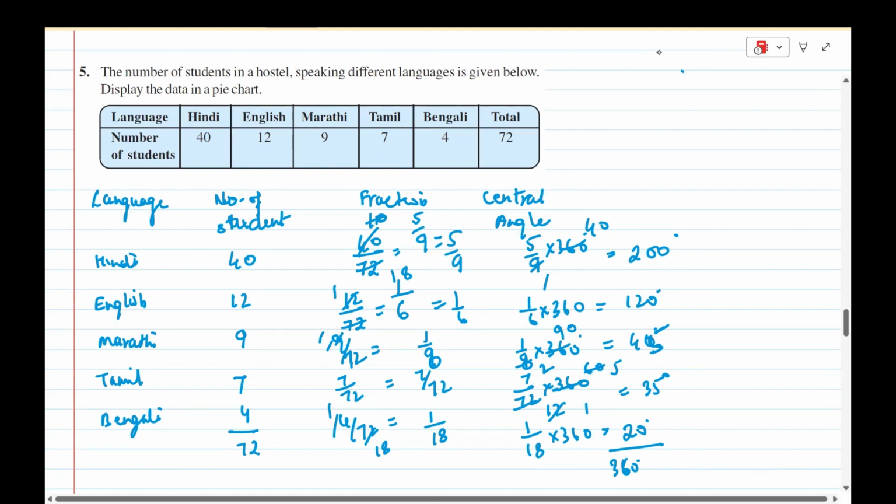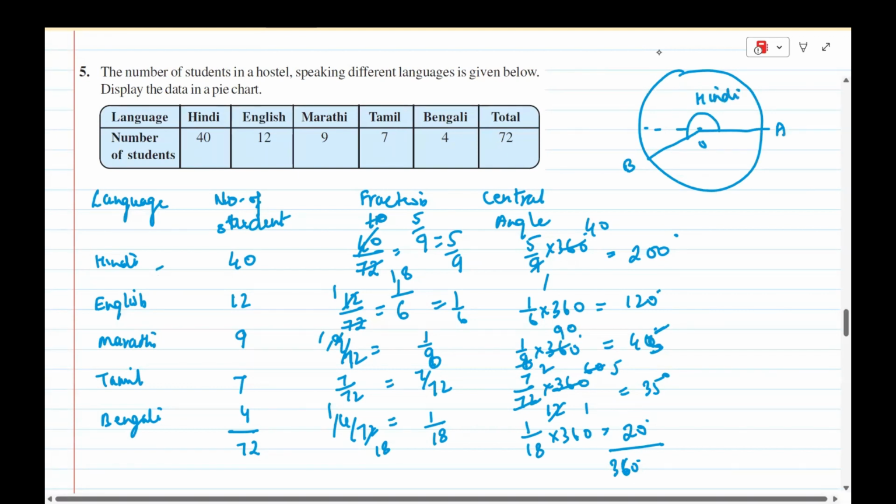Let's draw the pie chart. So draw a circle, center O, radius OA. So first, that is Hindi language, 200. So 180 is exactly this much, the opposite line. 200 means a little more, so up to here. Suppose this is B. So AOB, this portion is your Hindi.